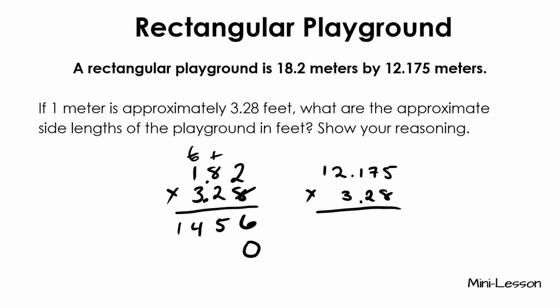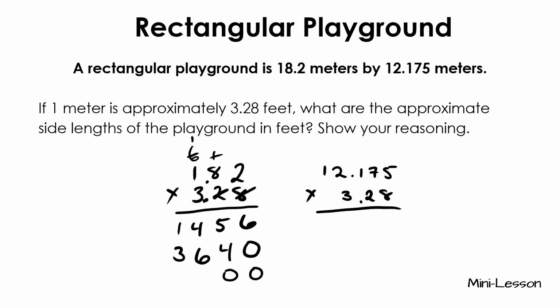2 times 2 is 4. 2 times 8 is 16. So we put down our 6, and we carry our 1. And then 2 times 1 is 2, plus 1 is 3. And we're done with our 2s. And we put a 0 in the placeholders that we are complete.